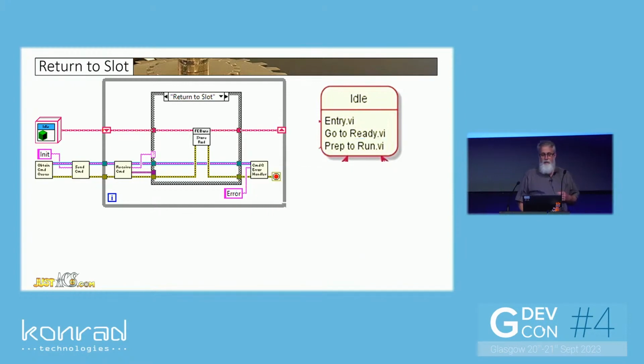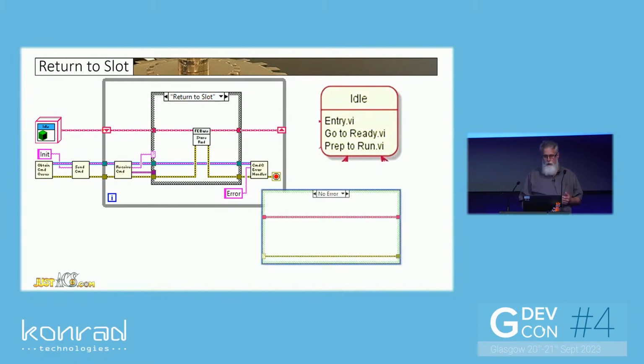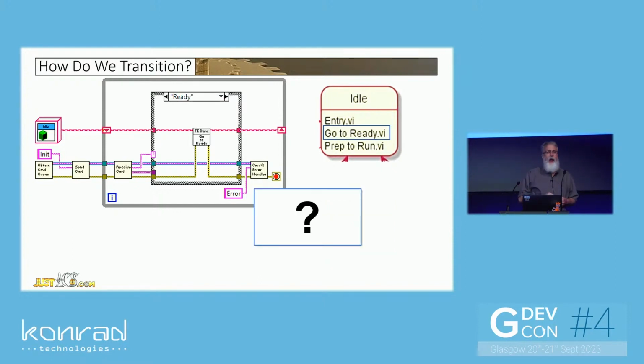If I get the return to slot, well, I don't have return to slot. That's only defined at the base level and in another state, so I have nothing to do here. I don't do anything. Now the question becomes, how do I transition? How do I go from having idle on that wire to having the ready state on that wire? Right? I have to have a transition method. In this case, it's called go to ready because that's what I want to do. How does that work internally?